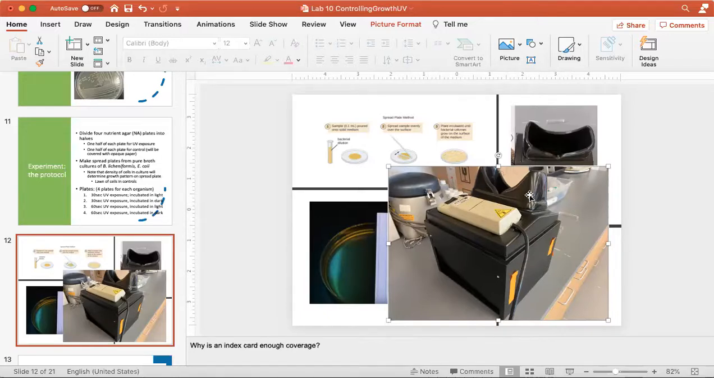You'll notice there's also a viewing port here. It has a filter over it, so none of the room light can get in, but it allows you to peek into the box if you need to see what's happening. So this whole cover comes off of the box. We place the plates into the box. We cover what needs to be covered with index cards. Then we put this black lid back on and we turn the UV light on for 30 seconds or 60 seconds. Then the plates come out and we're going to incubate them. Some of them will be incubated in the light and some of them will be incubated in the dark.